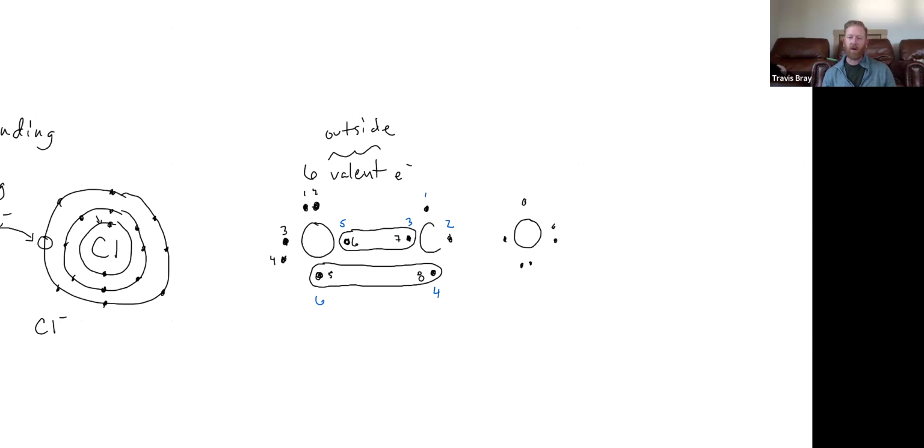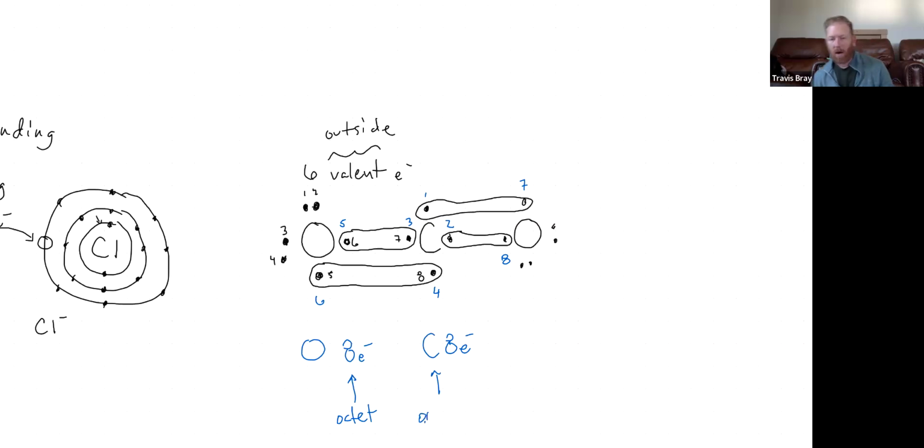If we do this again with this other oxygen, and if we share these unpaired electrons here and here, carbon would now have a 7th and 8th electron that it's sharing. And in both instances, oxygen now has 8 electrons that it has access to, and there's your octet. Carbon has 8 electrons that it has access to, and there's this octet. And now oxygen and carbon both have full octets and they're happy.